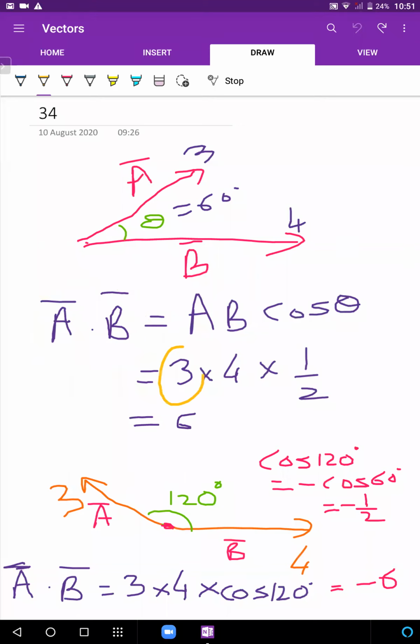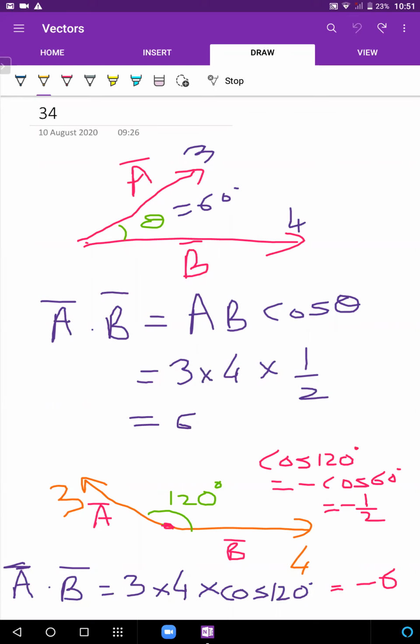Toh a ka magnitude hai 3, b ka magnitude hai 4, cos 60 is half. So 3 into 4 into half, that's going to give us 6. The dot product is going to be 6. Fair enough. Okay.